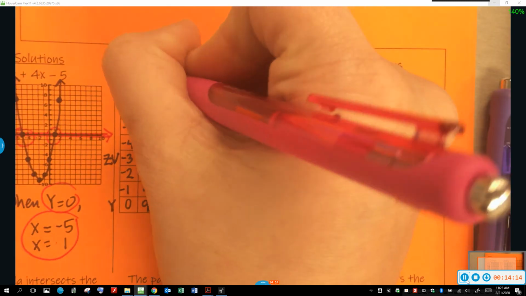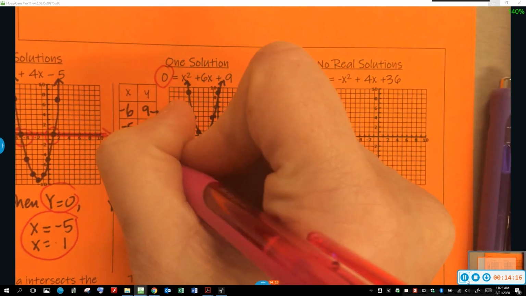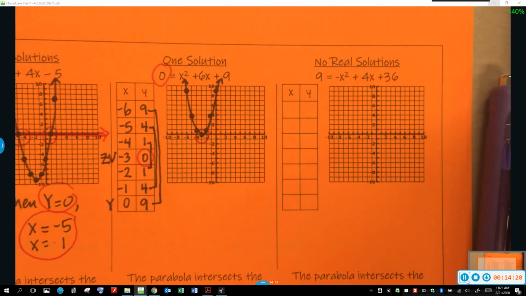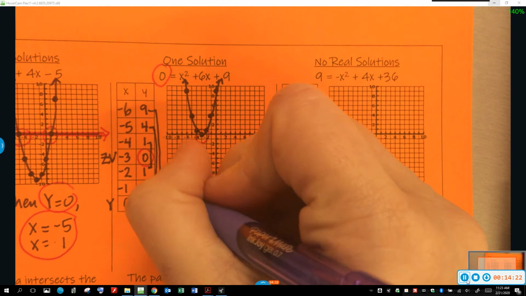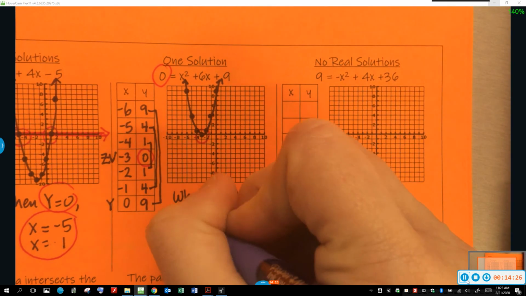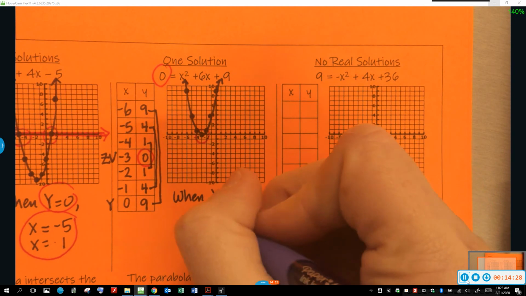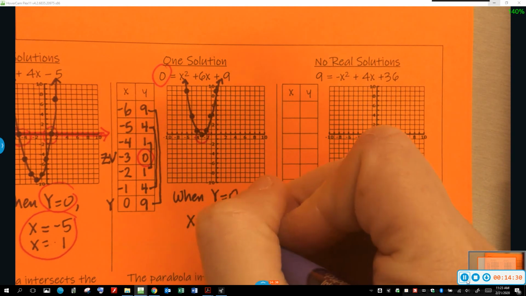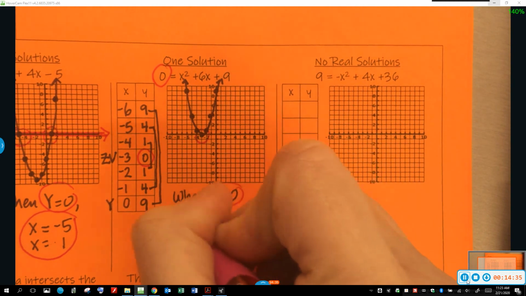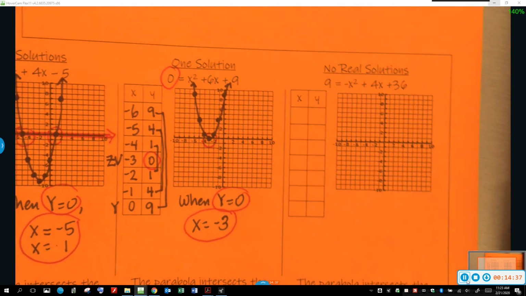And since I'm looking for 0, let's circle 0. Y is 0, x equals -3. Okay, y'all should only need a few more seconds to work on that one.